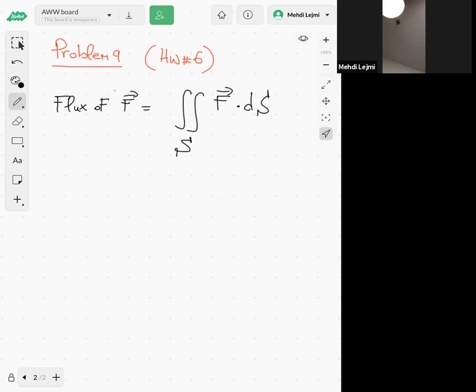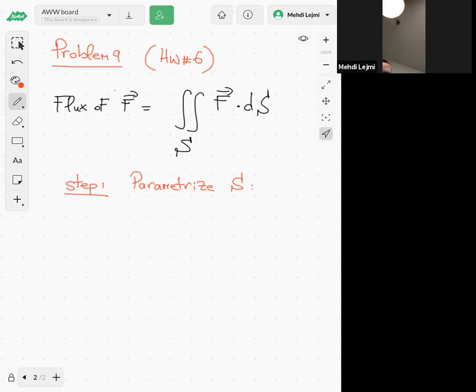I would say there are probably 2 steps to do this problem. Step 1, you need to parameterize the surface S. What's the surface S? The surface S is given by the graph. So Z is equal to Y e to the X, right?